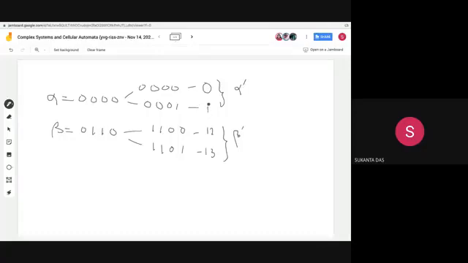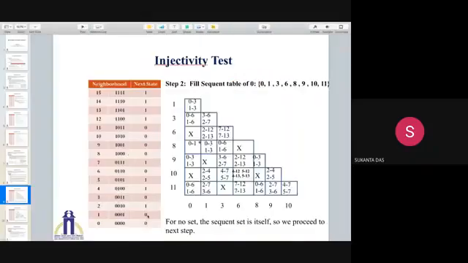Now for the RMT 0, for alpha dash 0, neighborhood pattern 0 gives 0, and neighborhood pattern 1 gives 0, but 12 and 13 both are 1. So 0 and 1 are 0, and 12 and 13 both are 1. For this condition, that the images of these two neighborhood configurations should be the same, this is violated. So you cannot get any sequence set. So I put a cross here.